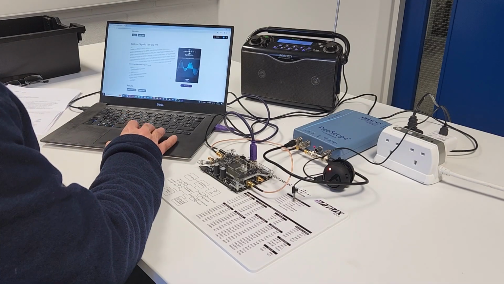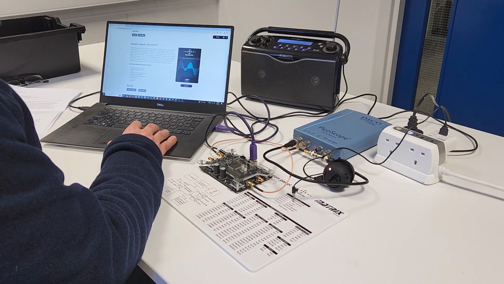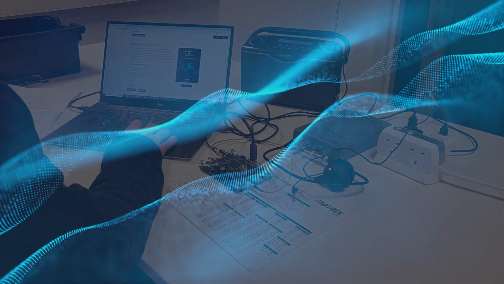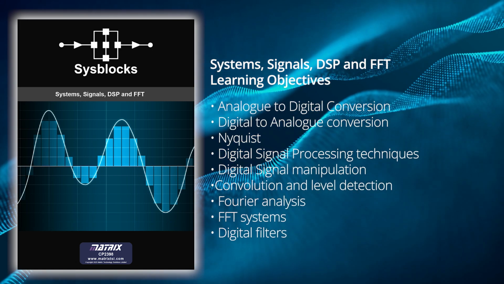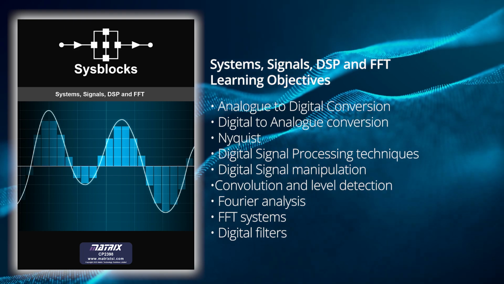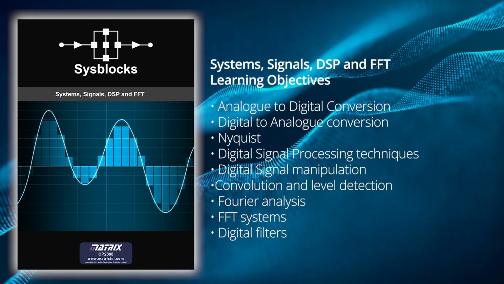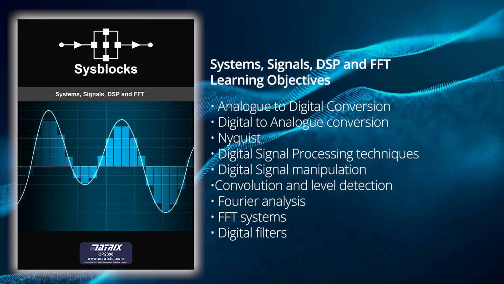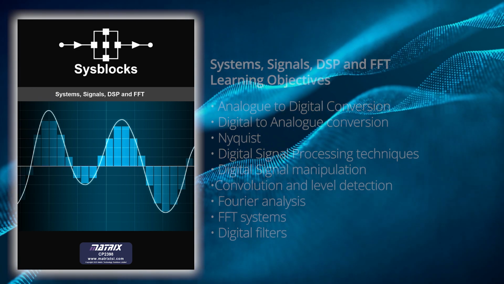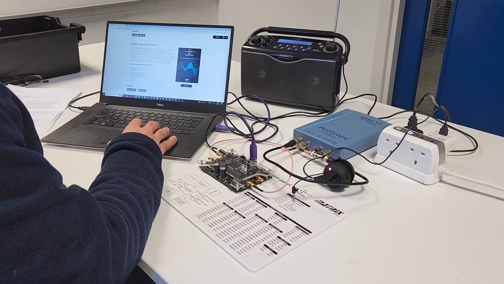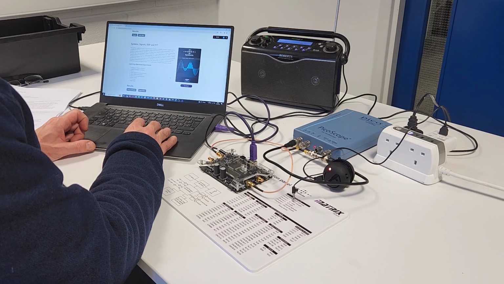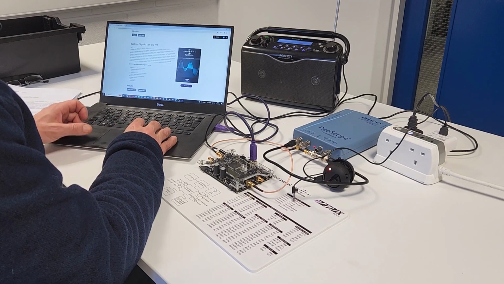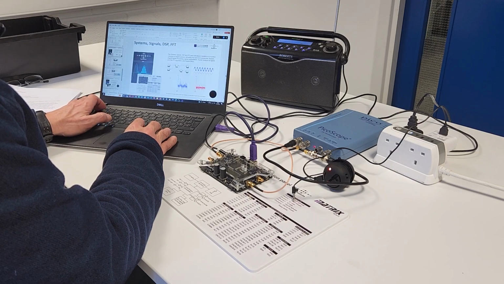So with the Systems, Signals, DSP and FFT course, we've got quite a few learning objectives, which include analog to digital conversion, digital to analog conversion, Nyquist, digital signal processing, signal manipulation, convolution and level detection, Fourier analysis, FFT systems and digital filters. And of course there are lots of other things you can do with that as well. We've given you some curriculum which will start you along the DSP and FFT route, but you can add lots of tasks and make your own programs to expand that work if you want to.